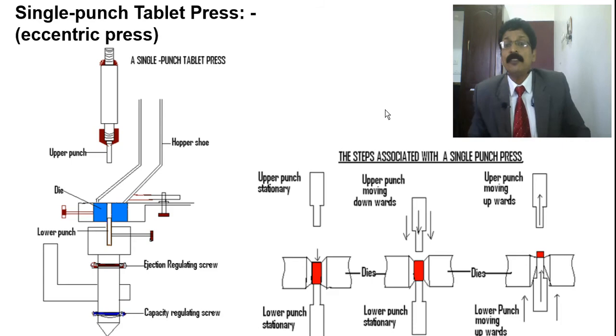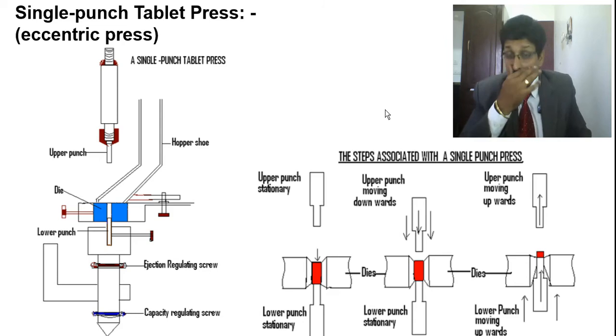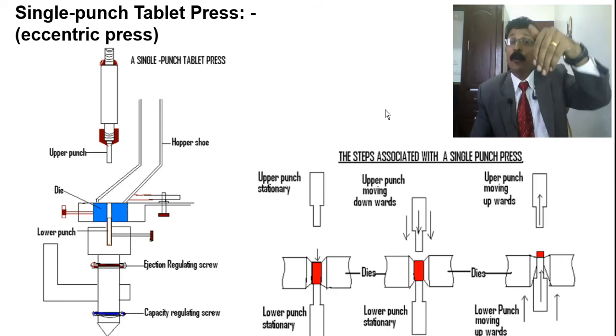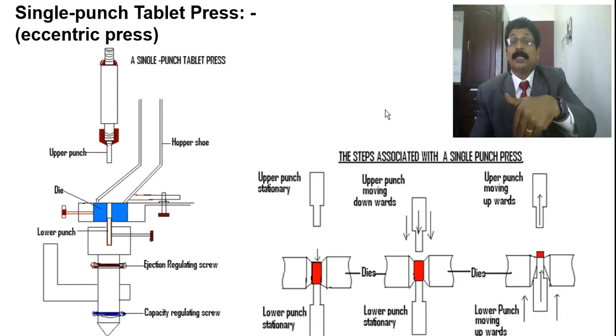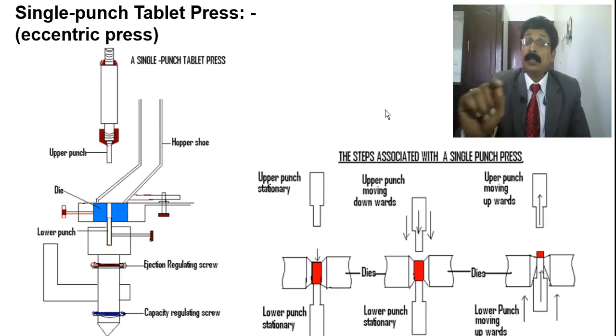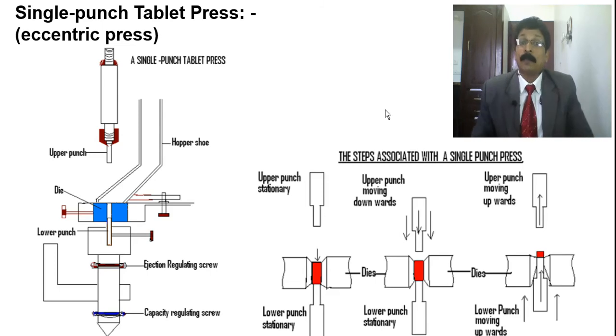But in the second step, you see the upper punch comes down, but still the lower punch is stationary in this instrument. In the second step, the upper punch comes inside the die and the compression takes place. Understand? Compression takes place. I should have written it in the drawing also, but I just showed that the upper punch comes down and compresses the powder or granules which is present in the die.